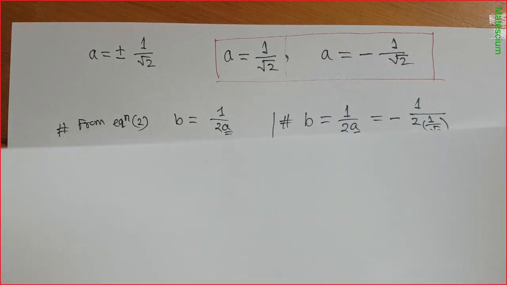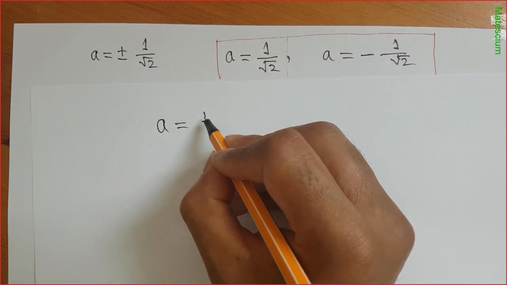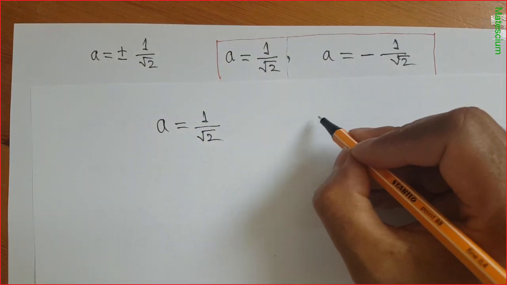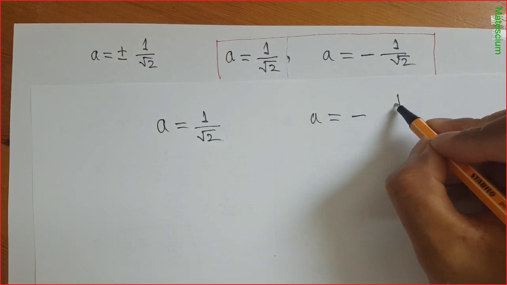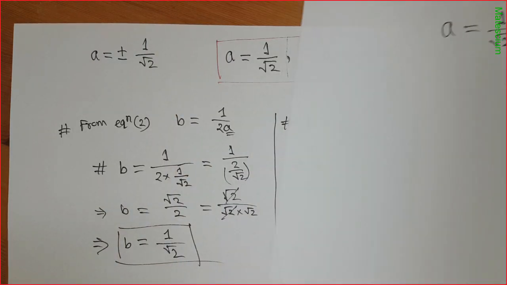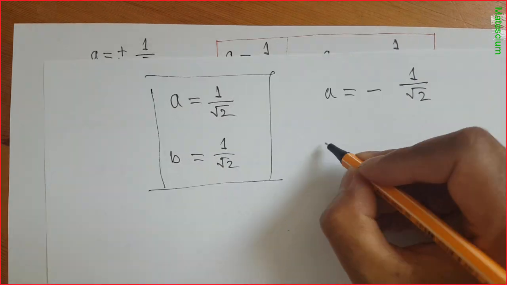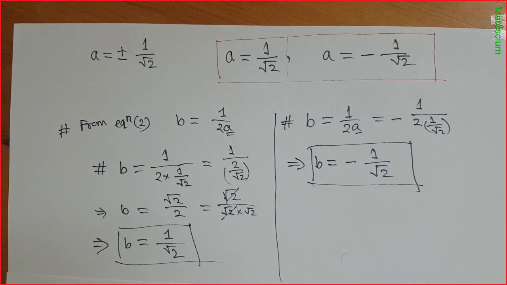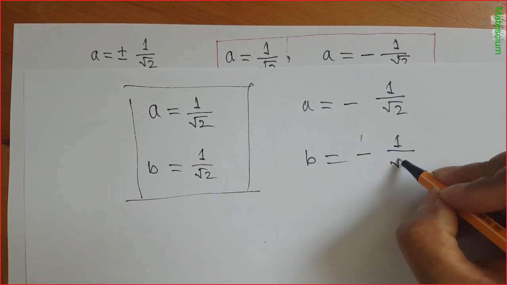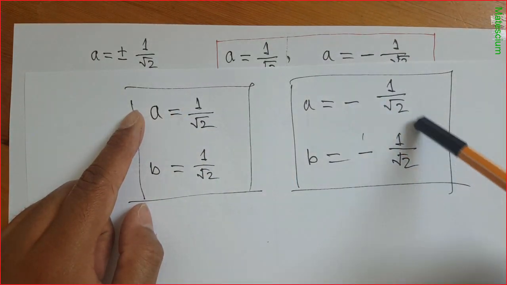That means I am getting two values of a. a is equal to 1 over square root of 2, this value, and another a is the negative value, minus 1 over square root of 2, and I get another value of b, 1 over square root of 2. b is also 1 over square root of 2, and this b again I got here as minus 1 over square root of 2. That means a and b both have two values. One is a positive value, another one is a negative value.